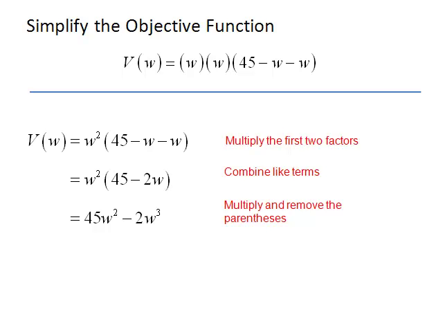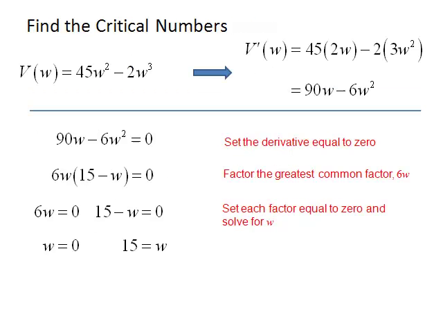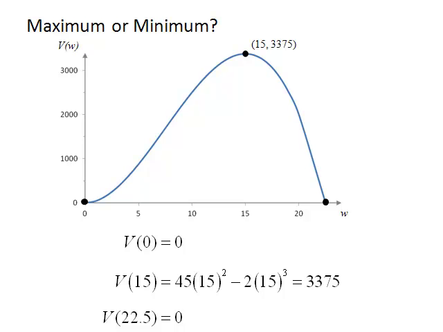Simplify the volume function to yield 45W squared subtract 2 times W cubed. The derivative is 90W subtract 6 times W squared, putting the critical numbers at 0 and 15. Evaluating the volume function at the endpoints and the critical numbers, we see that a width of 15 yields the maximum volume. So the dimensions of the bag are 15 inches by 15 inches by 15 inches.